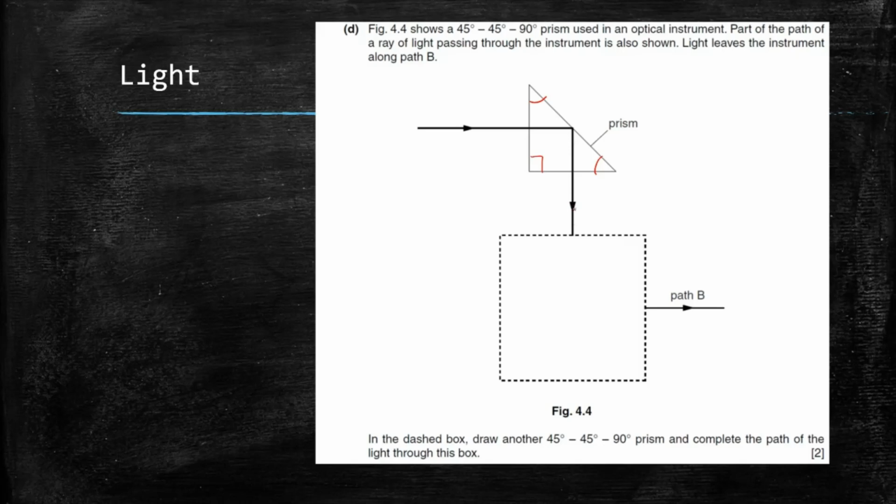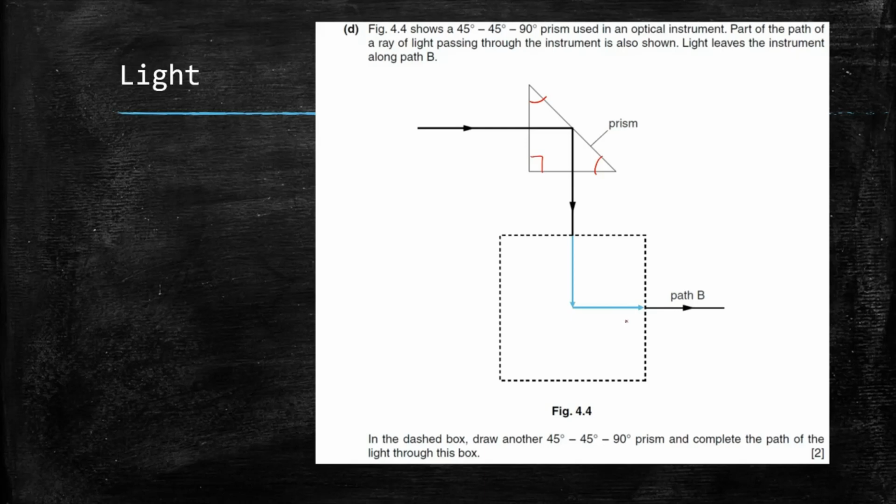Remember, this event only happens inside a 45 degrees, 90 degrees prism. The light must leave the instrument along path B. So let's make the path that the light must take to leave the instrument along path B. This is the path.